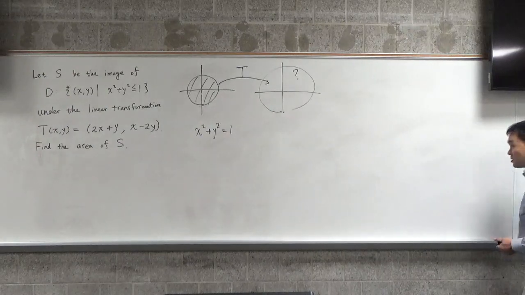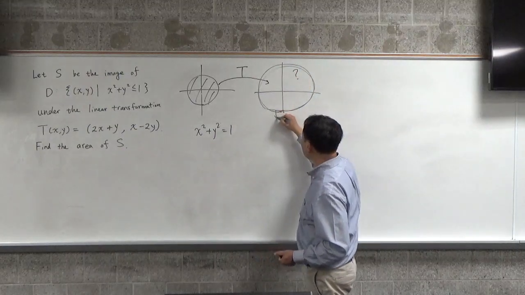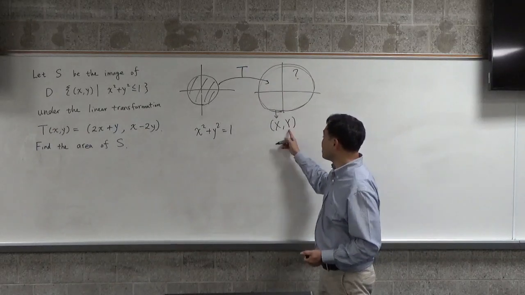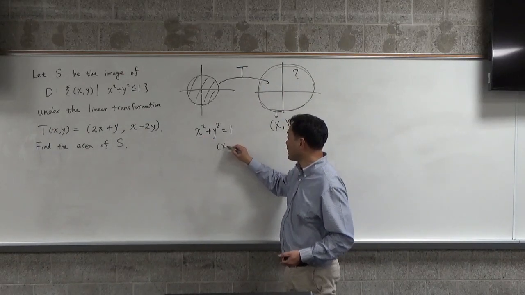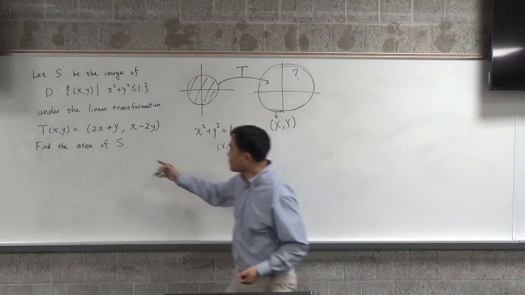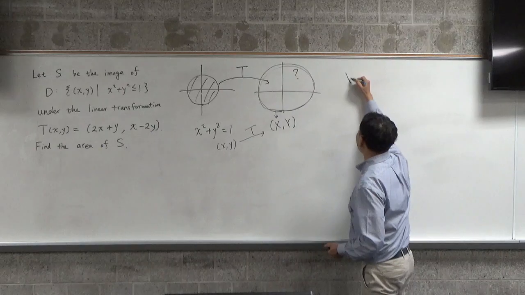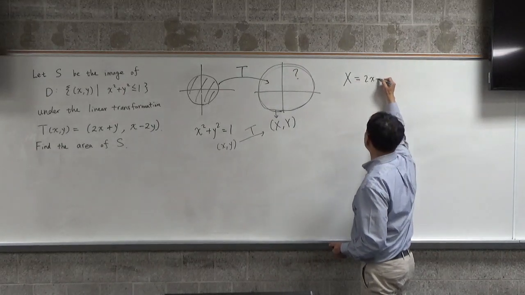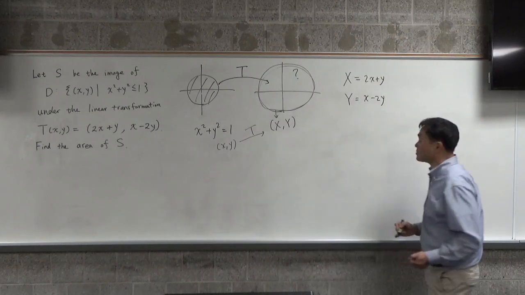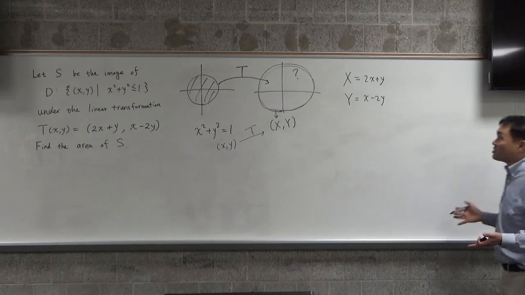Okay? And the way we do it is, let's just define that the boundary of this equation is satisfied by capital X and capital Y, where these are the images of small x and small y under this transformation T. So in other words, I'm going to say that this is X and that's Y. Is that okay? All right. So we have capital X equal to 2x plus y, capital Y equals x minus 2y. Now, with just this, I have no idea what the shape looks like.